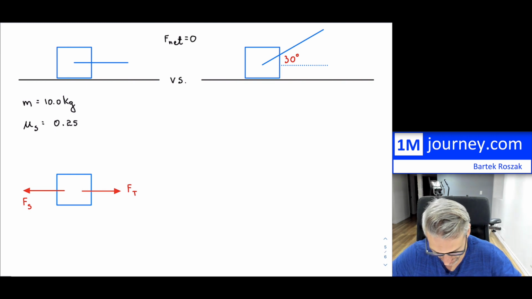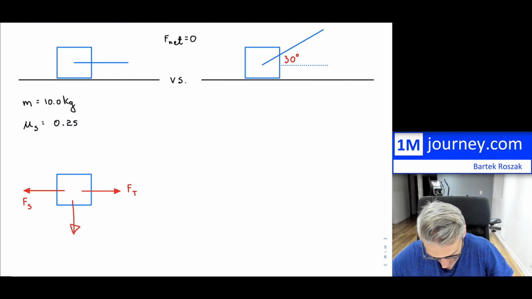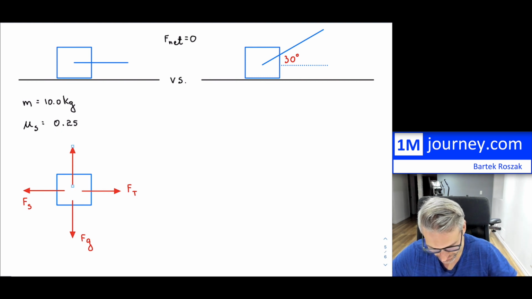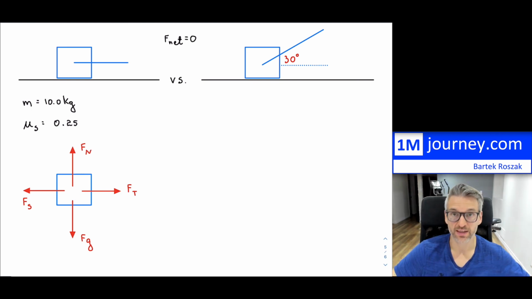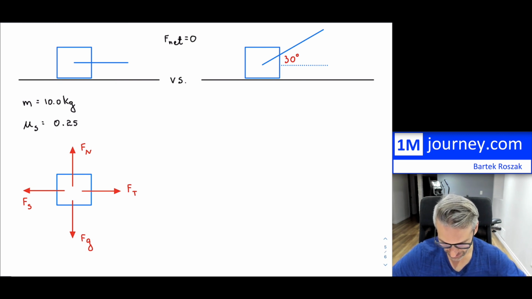I'll call this F and little s for static. Now I cannot forget that I still have my force of gravity, which is going to be trying to pull this down. And of course I have my normal force, which is going to be upwards. This is going to be my Fn, or just capital N if your teachers use that. So that's my free body diagram that I have in here. Now I know that my net external force is equal to 0. So this box isn't really moving.